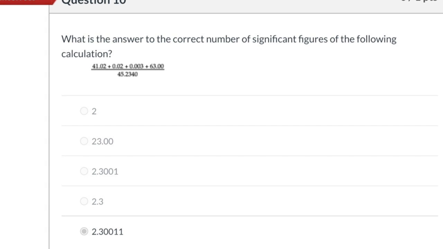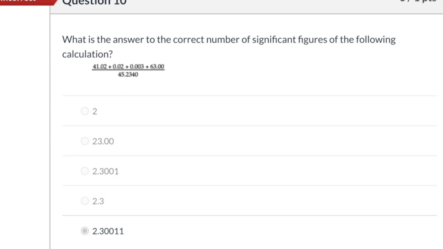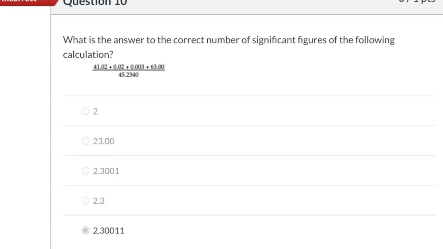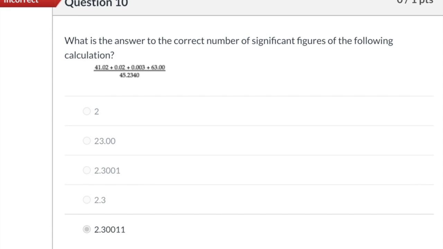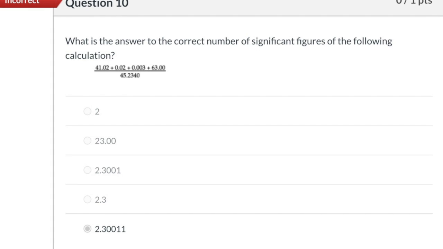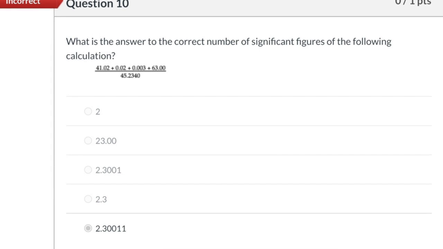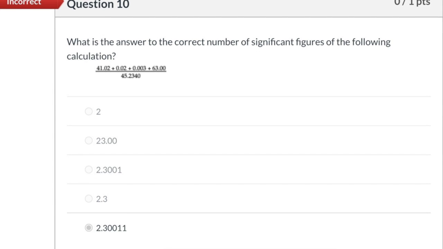So in this problem, you have 2.300106115. And in order to figure out how to correctly round that to the number of sig figs, you first have to round the numerator, and the numerator, your answer was 104.043.